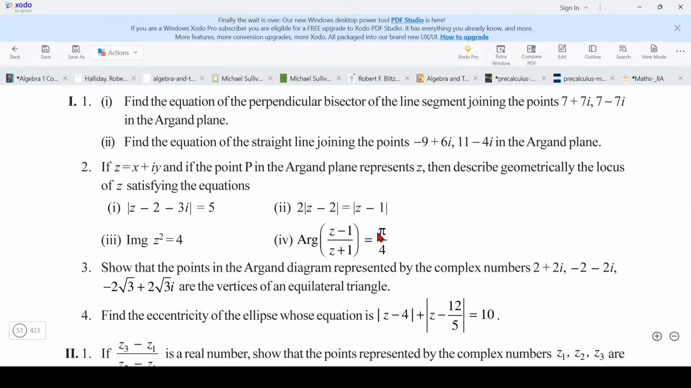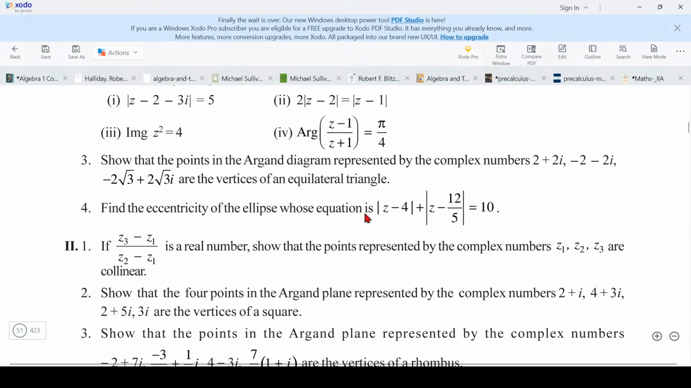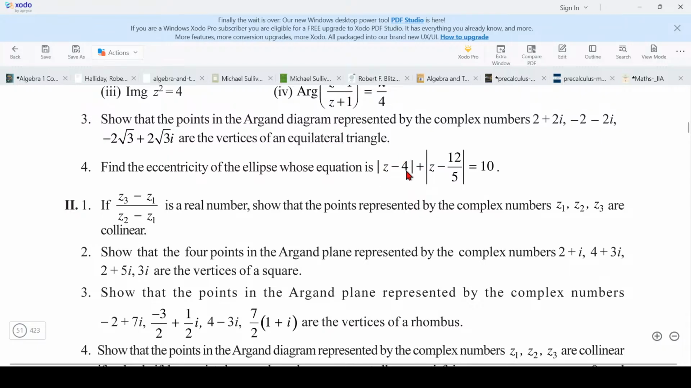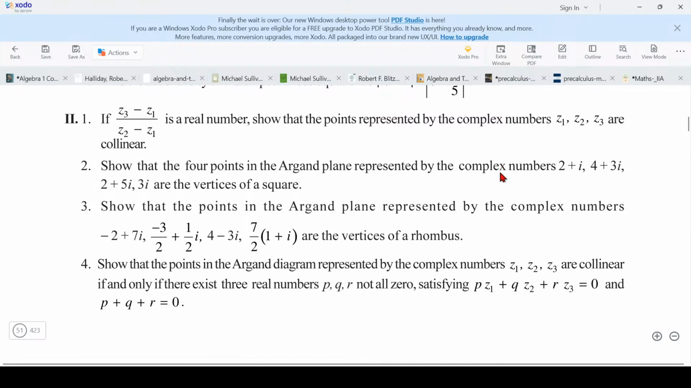We can take z as some x plus i y, substitute, and figure out what exactly this is. Okay? Okay, sir. Okay, these are vertices of an equilateral triangle. Very easy, right? Distances should be the same. Equation of ellipse. Okay, z you take as x plus i y, and then I think you can simplify this. Okay? Okay, sir. Okay, vertices of a square. Very easy, right? I think this one we had done, right?